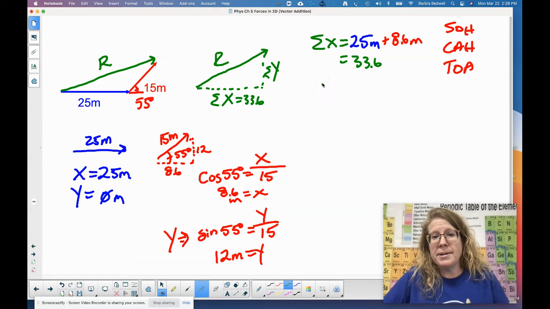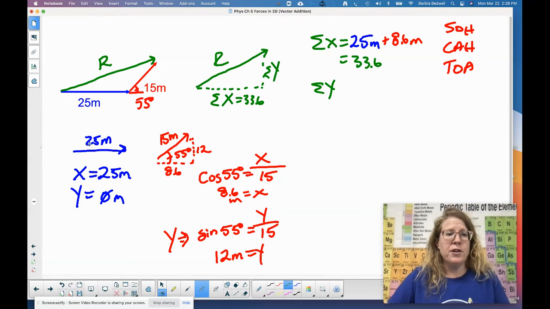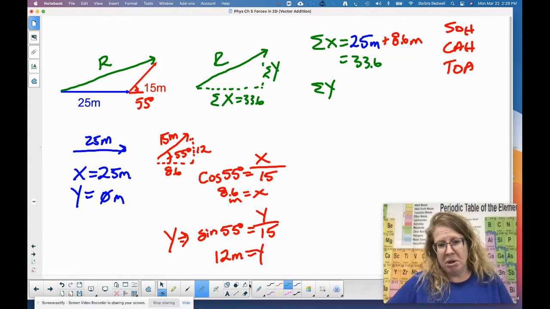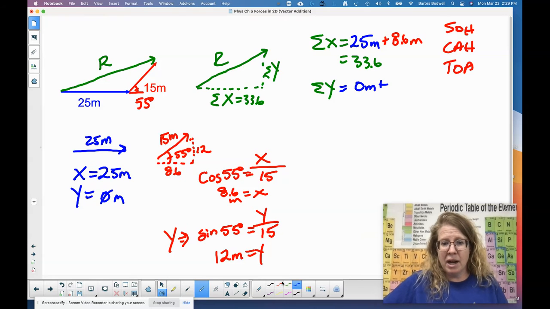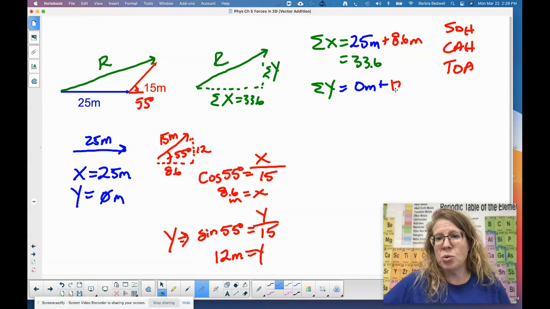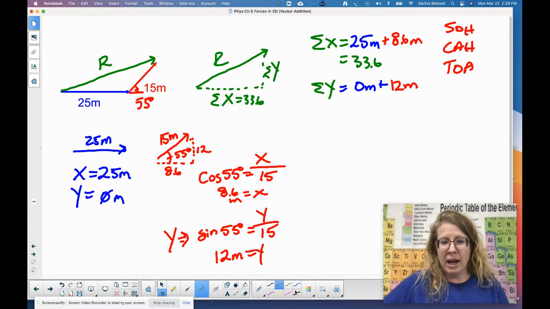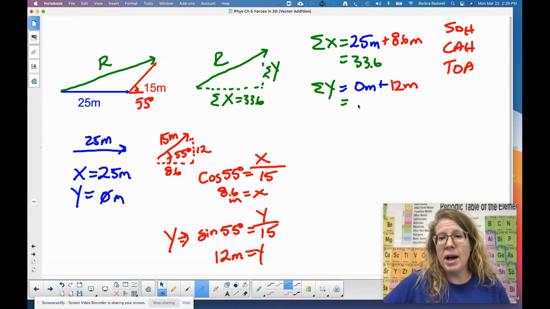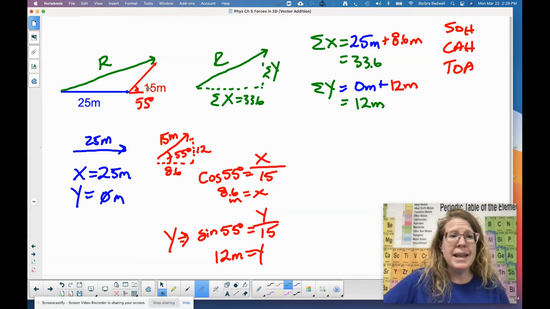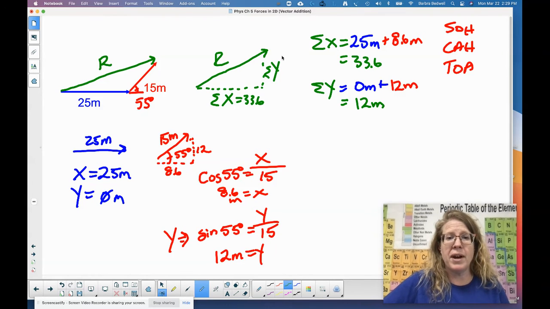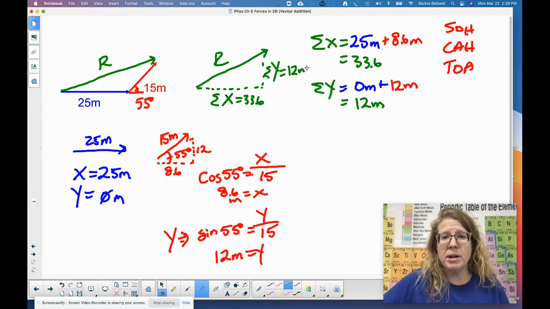Okay, how about the sum of our y's? Well, our first vector didn't have any up. Well, that's kind of handy. And again, I just did that to make this one a little bit shorter. So 0 meters up from the first vector, plus our second vector did have some up, right? This one, the red vector, had some up to it. In fact, it had 12 meters of up. So 12 meters. And that gives us the sum of our y's is equal to 12 meters. In other words, the only up that happened was due to that red vector. So this one is equal to 12 meters.